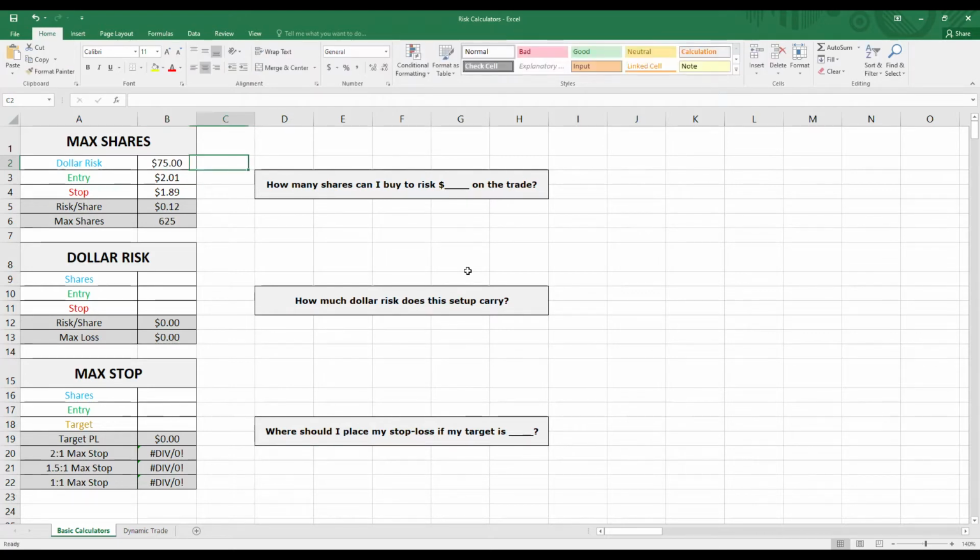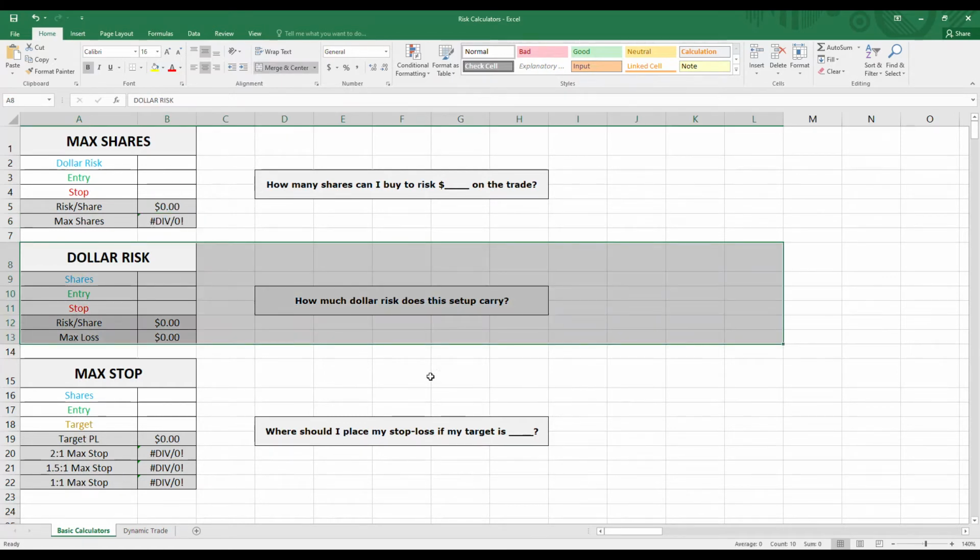If we change it to $75, well then you can see that the only thing that changes is going to be the max share size, because the risk per share has not changed, but our risk tolerance has increased to $75, which is an increase of 50% over the previous example. And so our max share size is also going to increase by 50%.